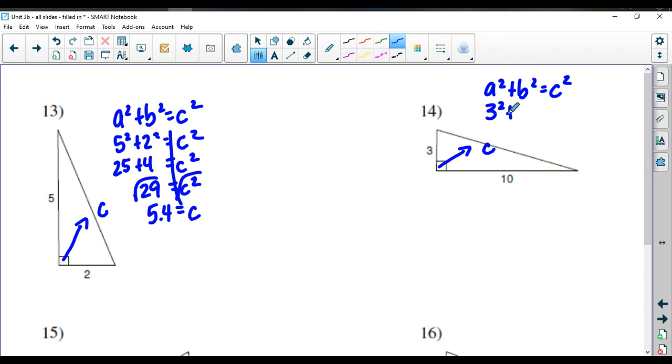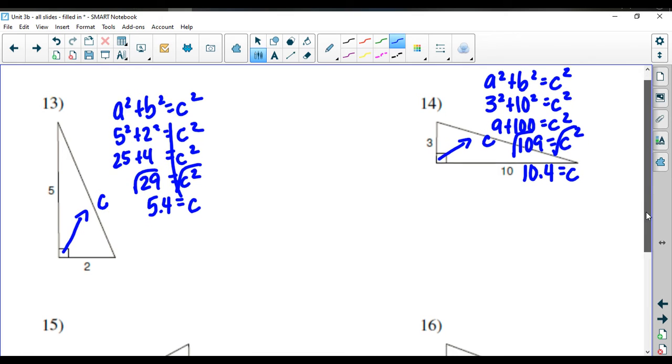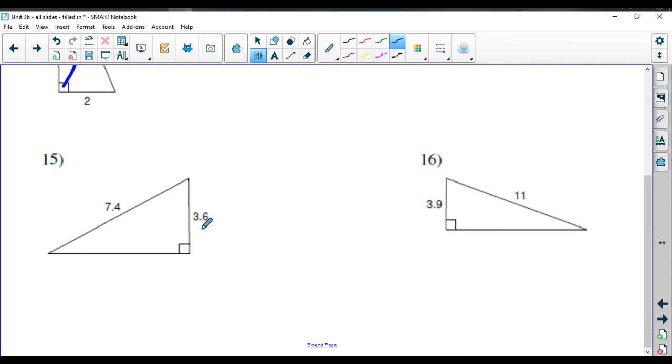So I have 3 squared plus 10 squared equals c squared. 9 plus 100 equals c squared. So 109 equals c squared. Take the square root of both sides, and the square root of 109 is 10.44, so I'm going to round to 10.4 equals c. Taking a look at question number 15, here's my hippo, so c.